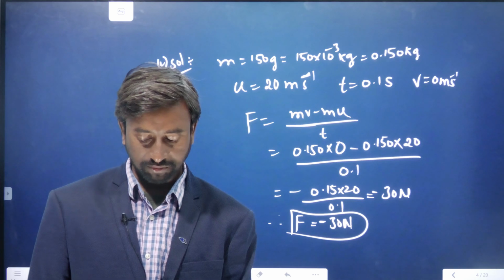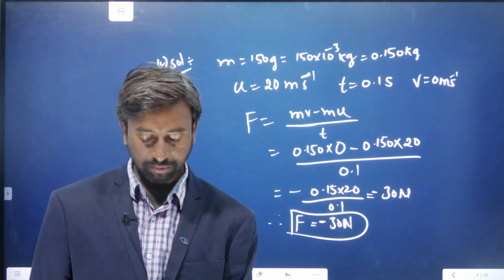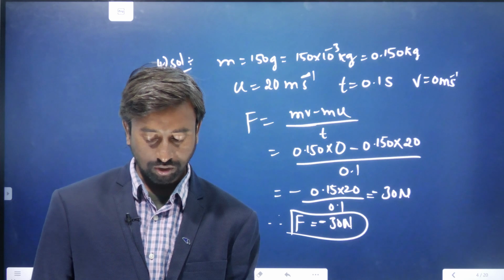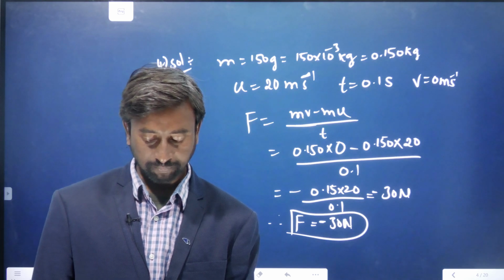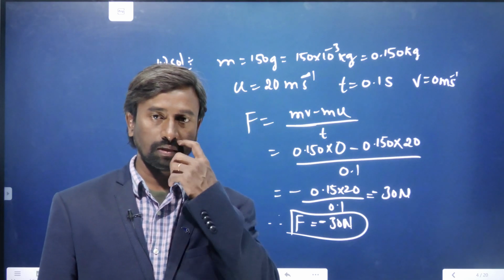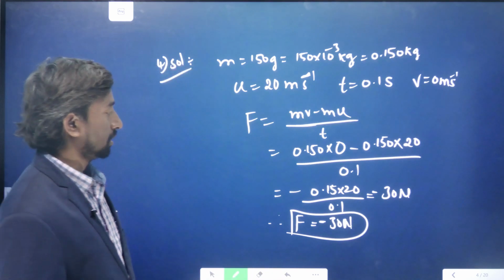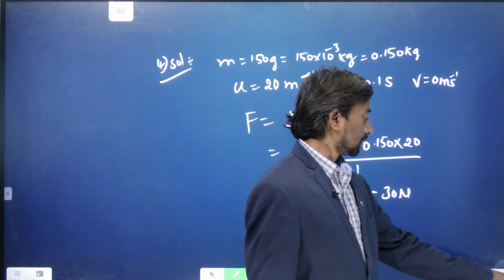A vehicle having a mass of 1000 kg is moving with uniform velocity 20 meter per second. Sand is dropped into it at the rate of 5 kg per minute. Find the force needed to keep the vehicle moving with uniform velocity. So here in a truck there is sand, moving with uniform velocity, 20 meter per second. Uniform velocity means constant velocity, so acceleration will be 0 here.